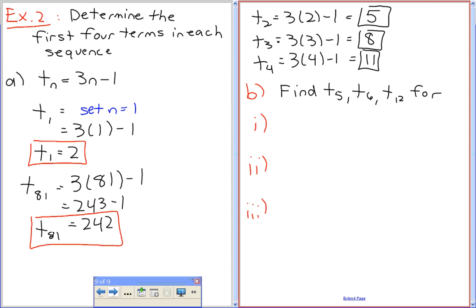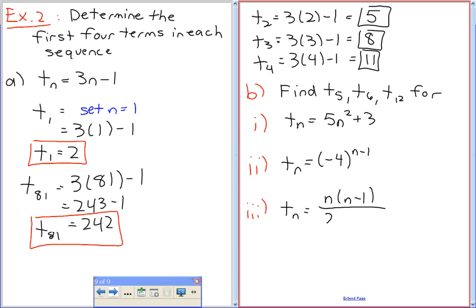The first one's going to be Tn equals 5n squared plus 3. Tn equals -4 times Tn minus 1, and Tn equals n times n minus 1 over 2. All right, I'm going to hit pause. I'll give you about 5 minutes to get those done, and then we'll take them up here, okay?